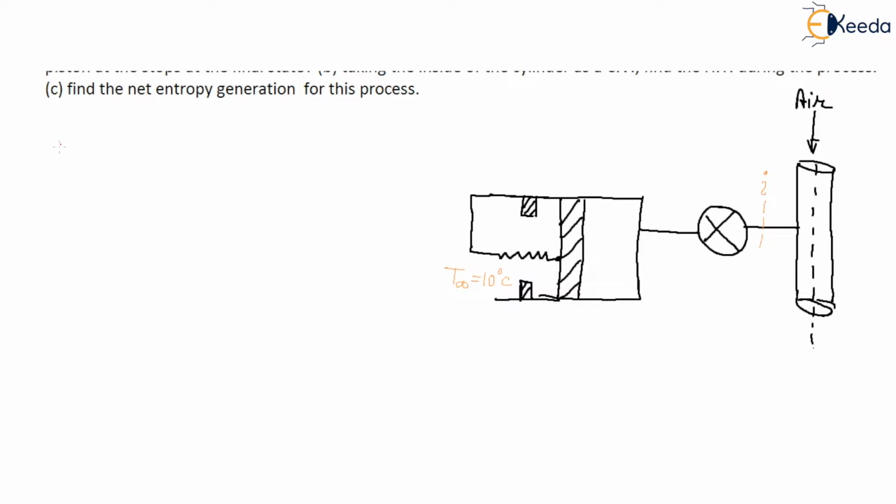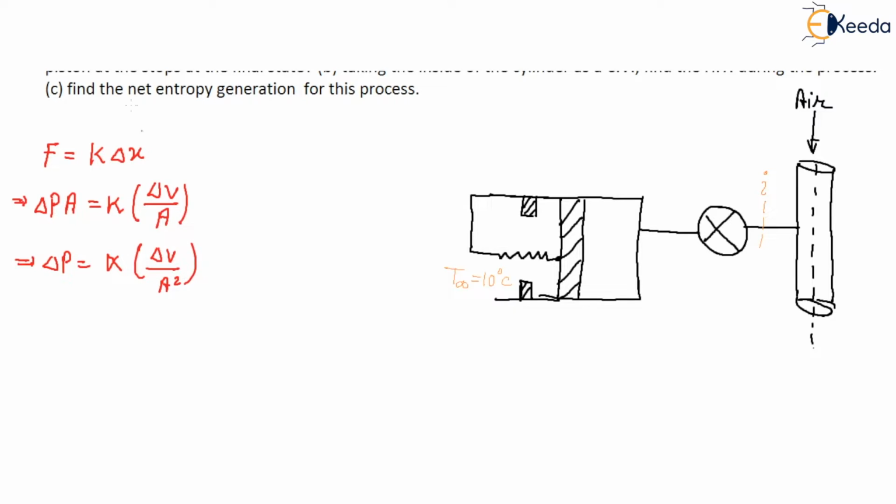So what is the spring force? F is equal to K into delta x. Delta x is the change in length. And F is the change in pressure into area, the cross section area of the cylinder. So what is delta x? Delta V by A. So this is delta x. So what is delta P? Delta P is equal to K delta V by A square.